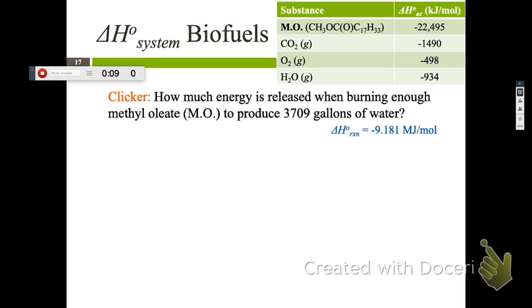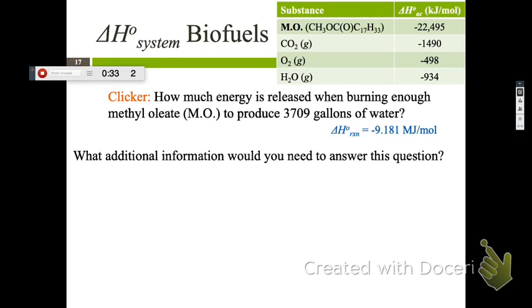All right, quicker question. How much energy is released if we burn enough methyl oleate to produce 3,709 gallons of water? Here's the delta H that we calculated for the reaction. Is there any additional information you guys might like to have? The answer? I will not give you the answer. If you let me know what other values you need, I might provide them to you.